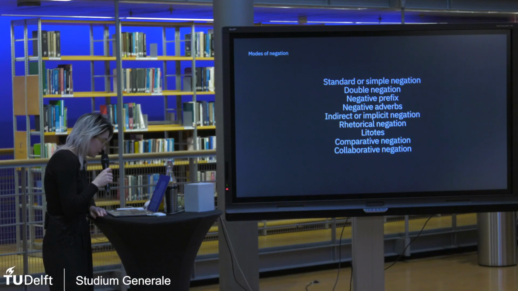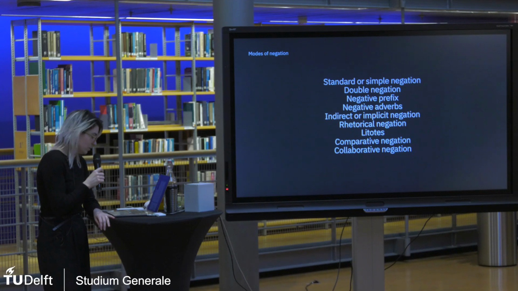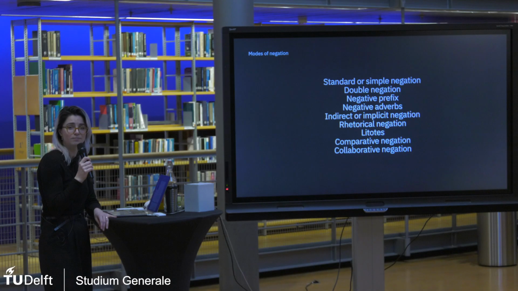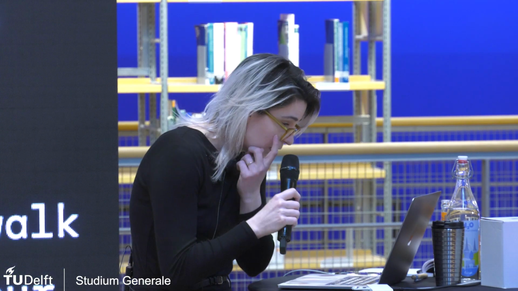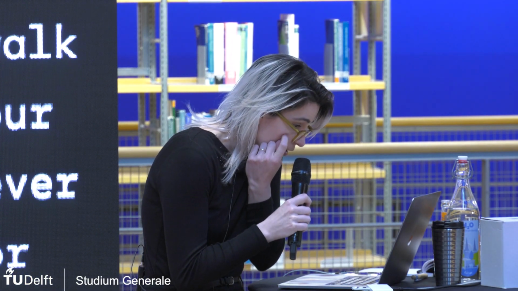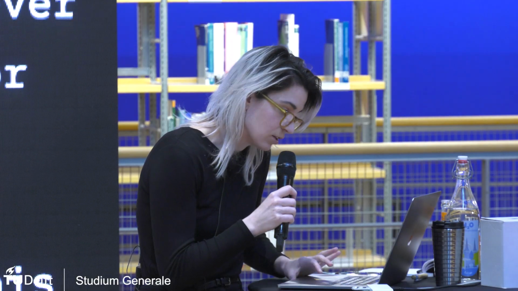Rhetorical negation. This is when you are simply converting the statement into a question. Litotes, which is expressing a positive statement by using double negatives or understatement, saying it's not bad, but you're basically saying it's good.